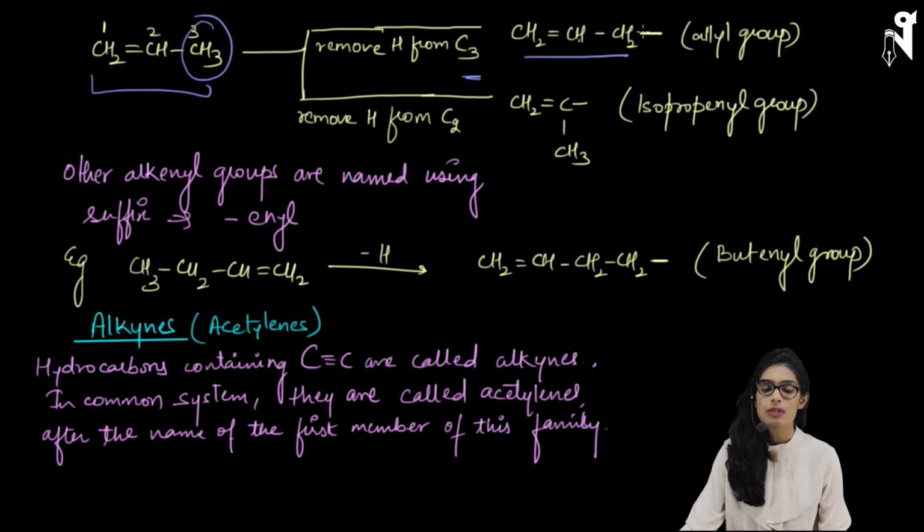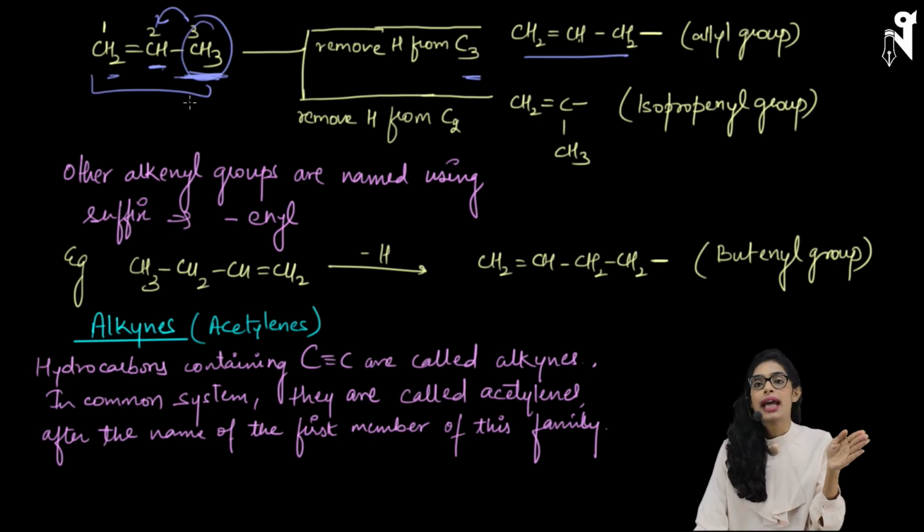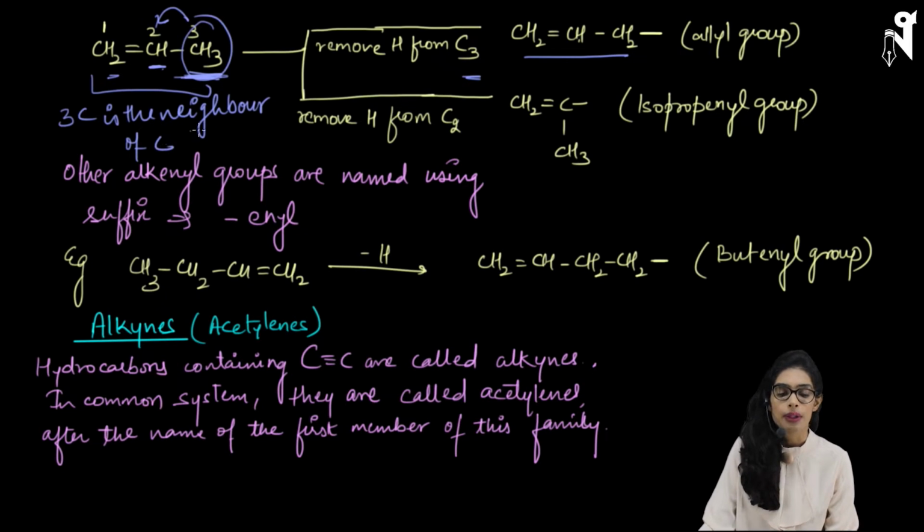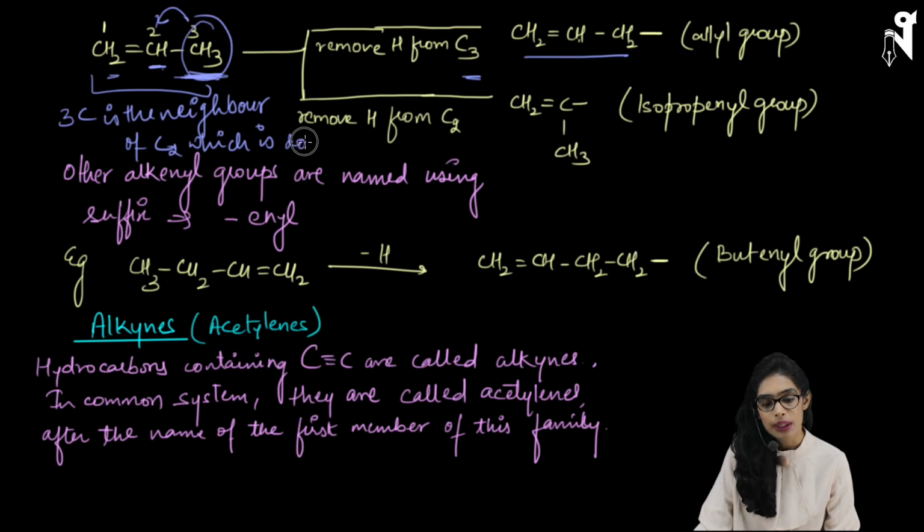So when the hydrogen has been removed from the carbon, neighbor of the carbon carrying double bond. The second carbon had a double bond and I have not removed the hydrogen from the second carbon. Neither have I removed the hydrogen from the first carbon, which was carrying the double bond. Instead, I have removed the hydrogen from the third carbon, which is the neighbor of the carbon carrying the pi bond. So the third carbon is the neighbor of carbon 2, which is doubly bonded with carbon 1.